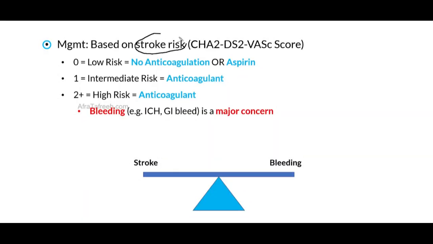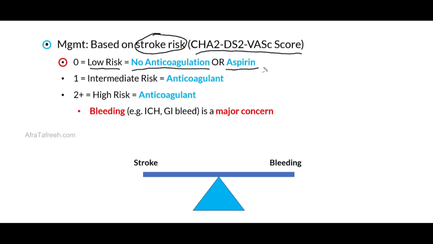Therefore, the overall management of atrial fibrillation is going to be based on the patient's stroke risk using this CHA2DS2-VASc scoring system. If the patient has a CHA2DS2-VASc score of 0, that patient is determined to be low risk, and therefore generally they're going to be on no anticoagulation or may simply be put on aspirin.